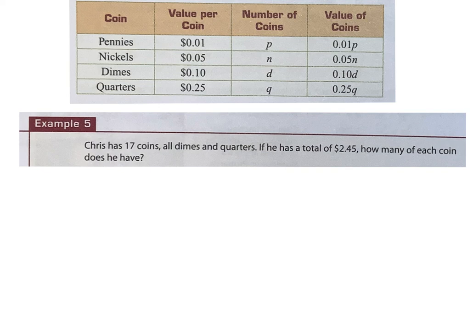We don't know how many dimes and quarters he has, but we know he has a total of 17. So if he has x dimes, then 17 minus the number of dimes will be how many quarters he has. Does everybody see that? That's the total number, right? That's how it works. Dimes are worth how much a piece? 10 cents. Quarters are worth how much a piece? 25. And how much money does he have altogether?